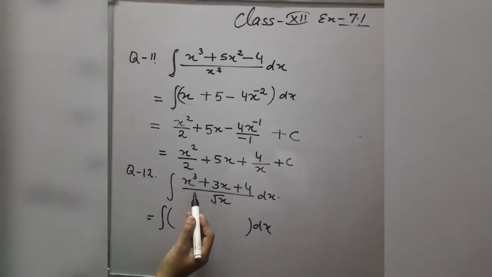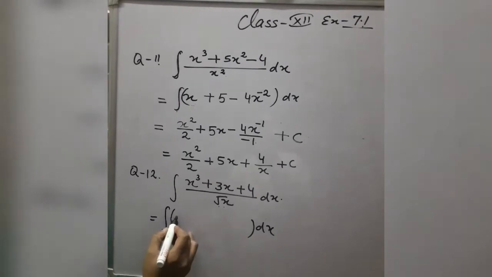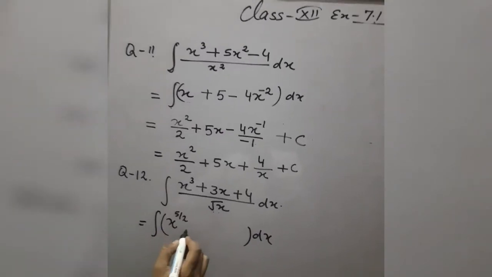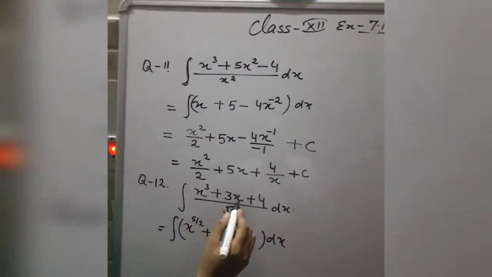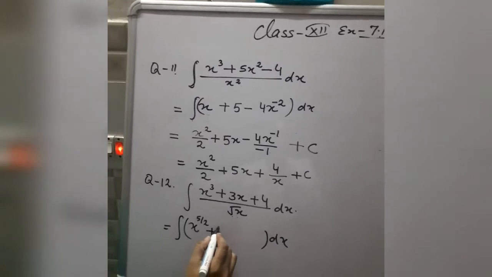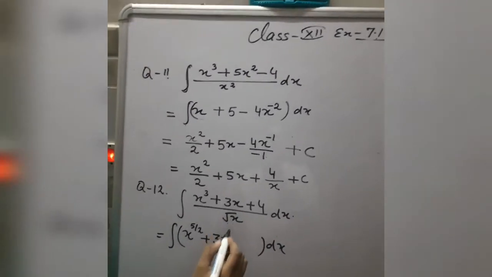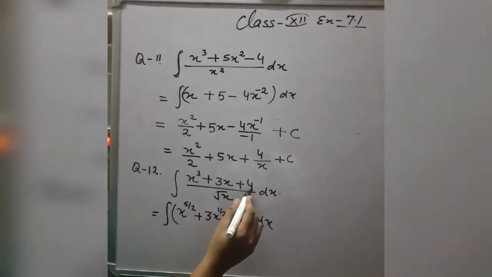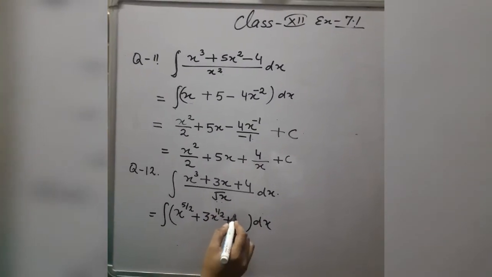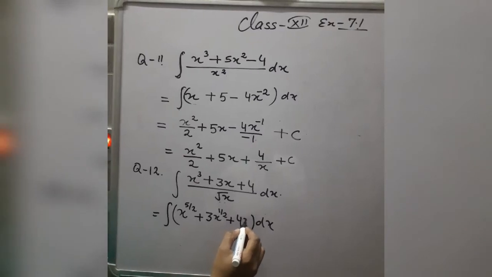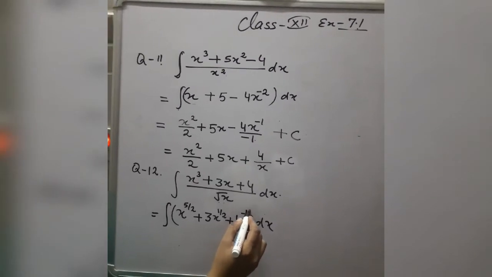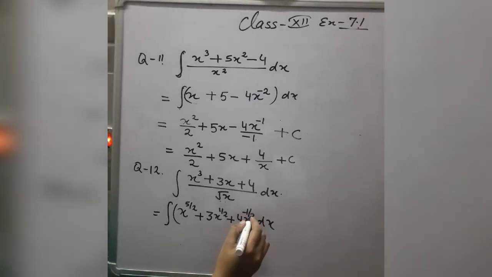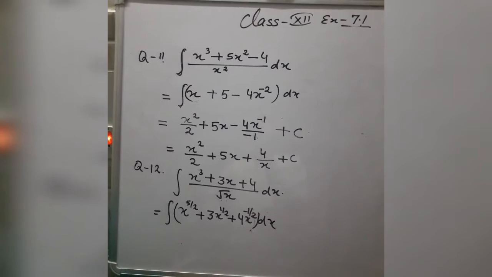X raised to power 3 divided by x raised to power half can be written as x raised to power 5 by 2, plus 3x divided by root x, it can be written as 3 x by root x, it becomes 3 x raised to power half. Similarly, 4 divided by root x can be written as 4 by root x, and when you shift root x to the numerator, again the sign of the power changes, it becomes minus half.